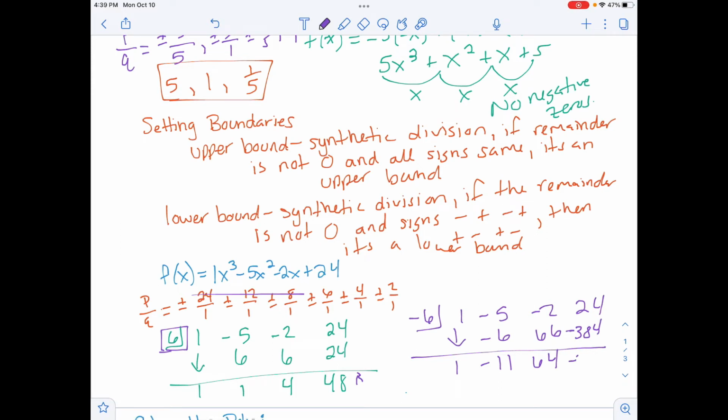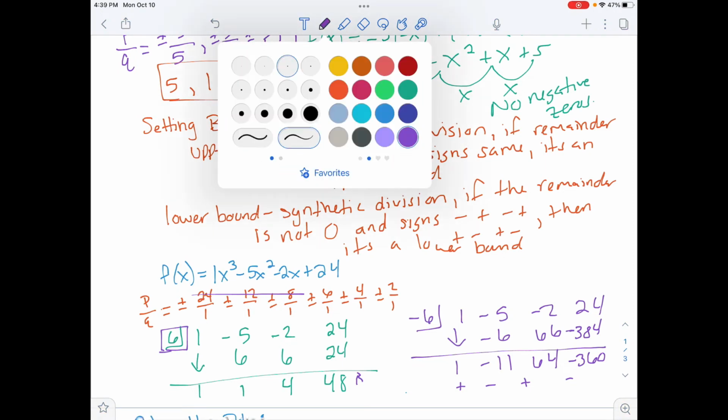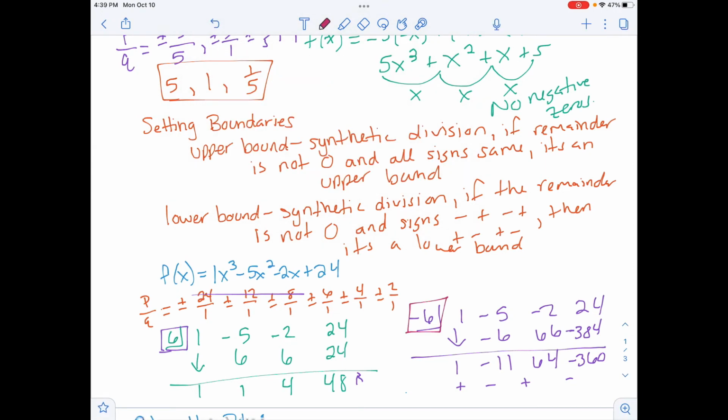And then we add down. So for the lower bound, look at this. We go positive, negative, positive, negative, positive, negative, positive, negative. So my signs are every other, which means that this is a lower bound. What does that mean? That means that we wouldn't have anything smaller than -6.